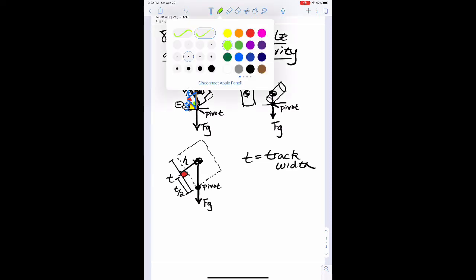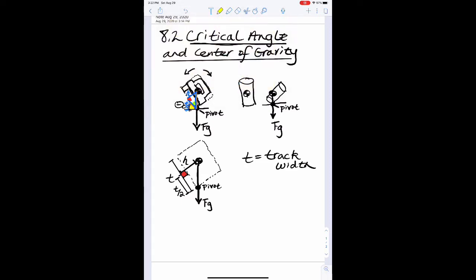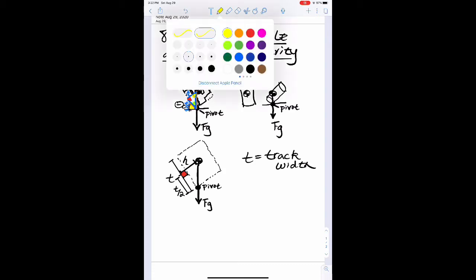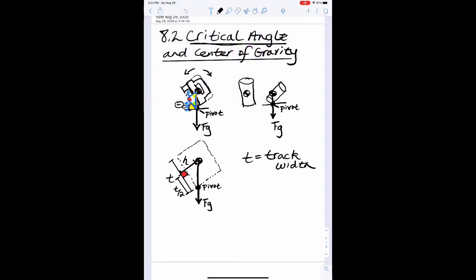So my point is that the critical angle is this angle right here. And if I come back down here and draw that, what I'm trying to say is the critical angle is established by how far the car can go without rolling over.